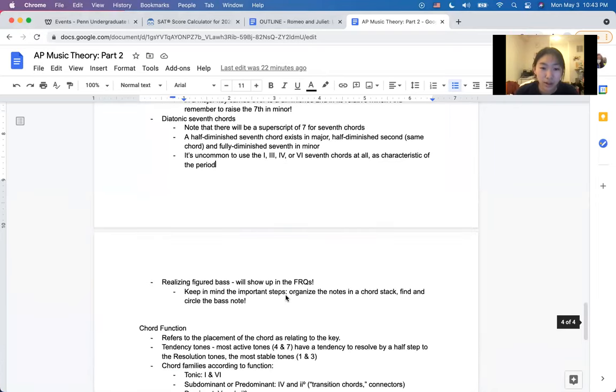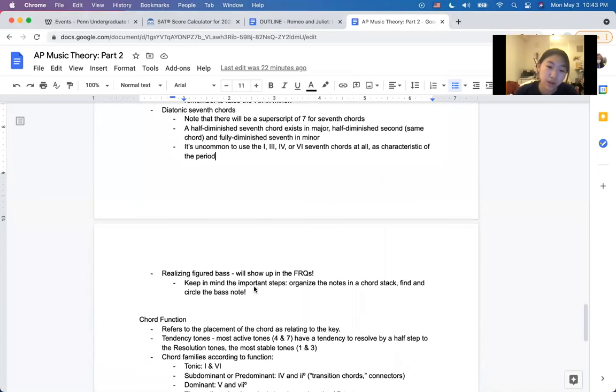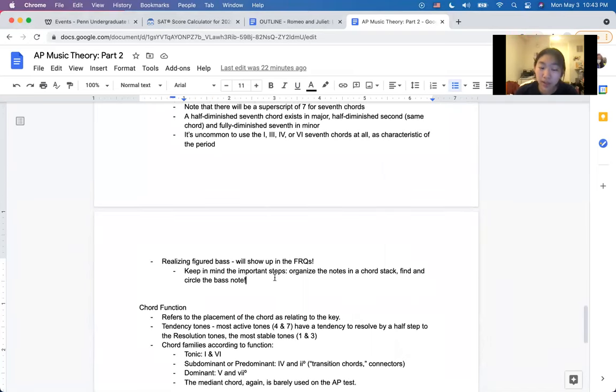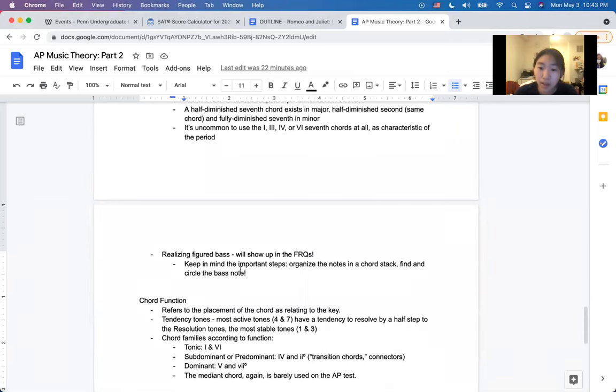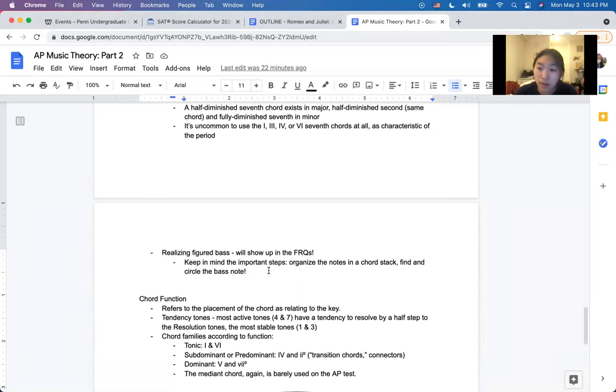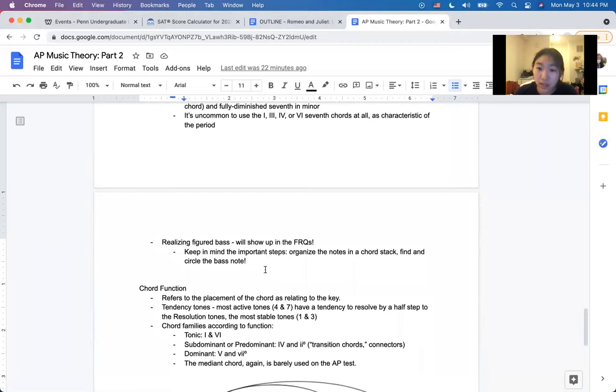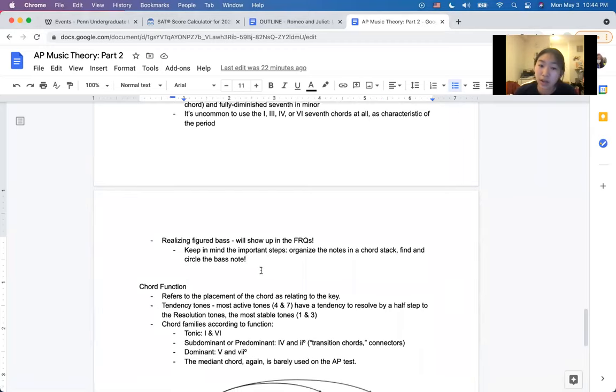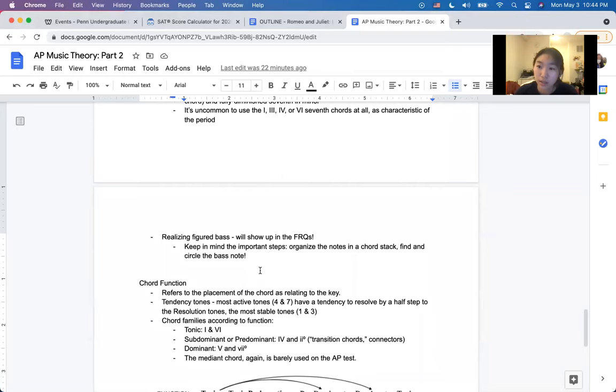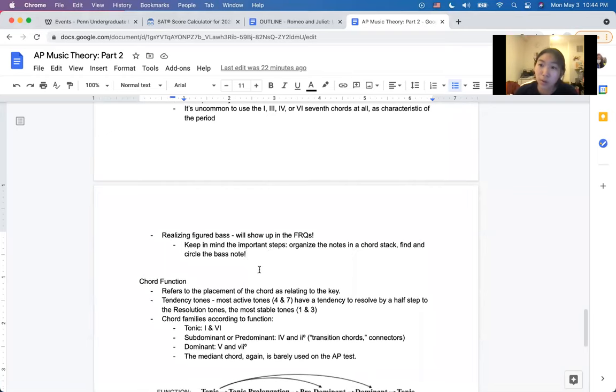All right, so now let's move on to realizing figured bass. This will show up a lot in the FRQs. Keep in mind the important steps that I mentioned. First, you want to organize the notes in a chord stack, and you also want to find and circle the bass note to keep it as a note for yourself. This is the scale degree I'm dealing with, and this is the note the chord is based around.